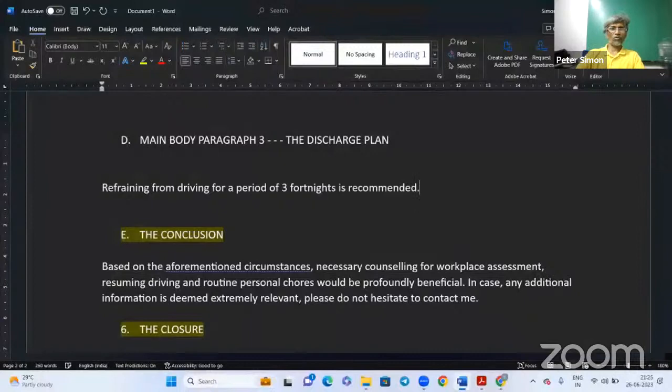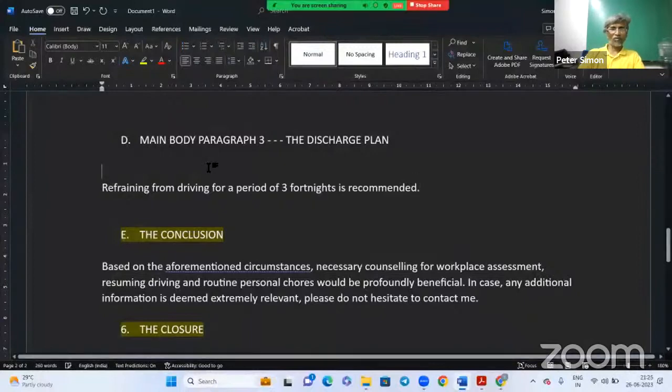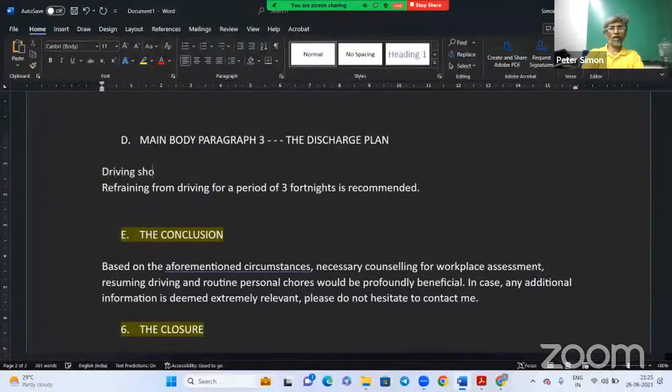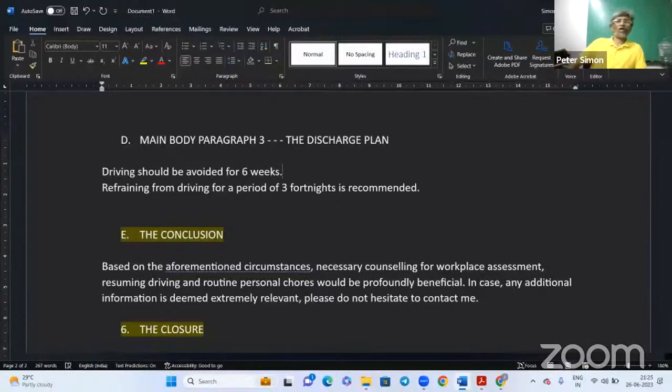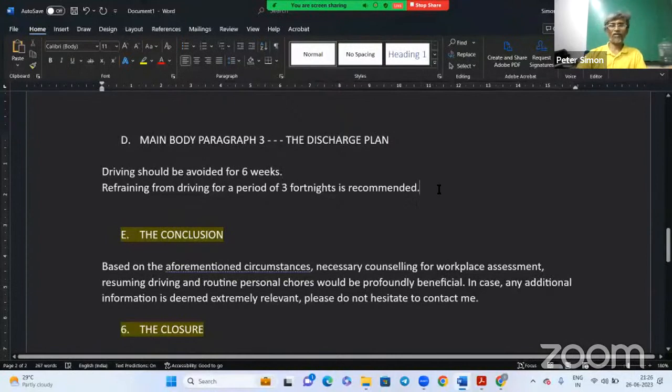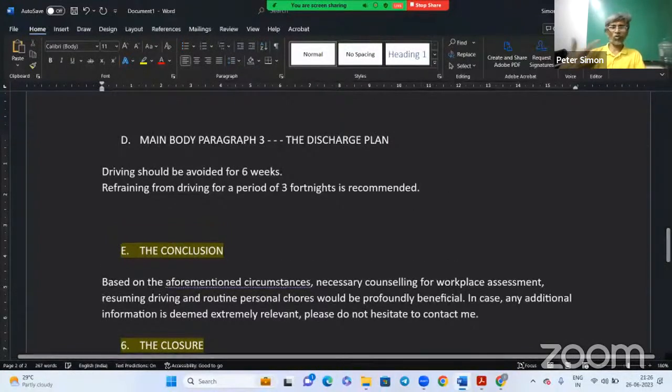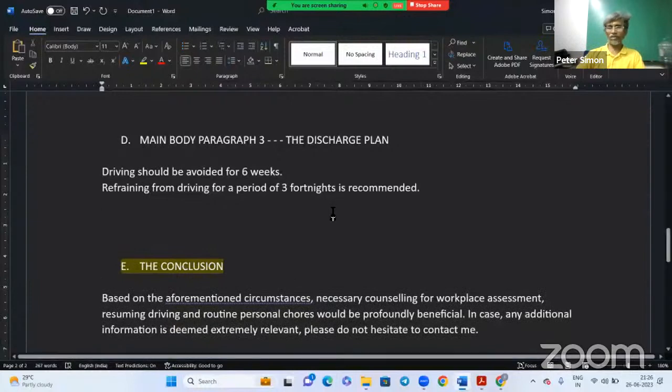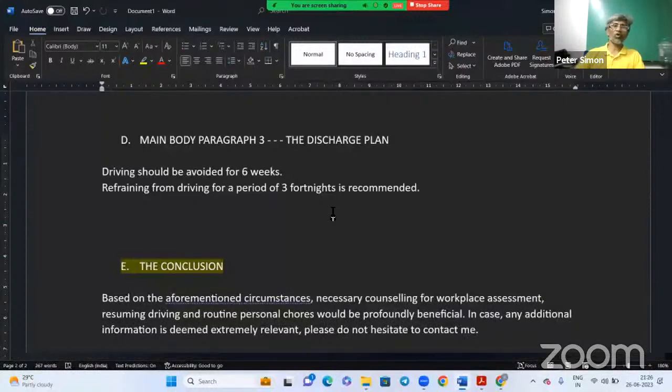Passive voice. Or driving should be avoided. You can also write like this. Driving should be avoided for 6 weeks. So you can write however you want to write. This is normal style. You can get a B grade for this. Refraining from driving for a period of 3 fortnights is recommended. You may get a B plus or A grade for this one. So write quality sentences, all different. Everything is correct, but you have to provide proper grammar and proper style and vocabulary. C1 and C2 vocabulary you can use.